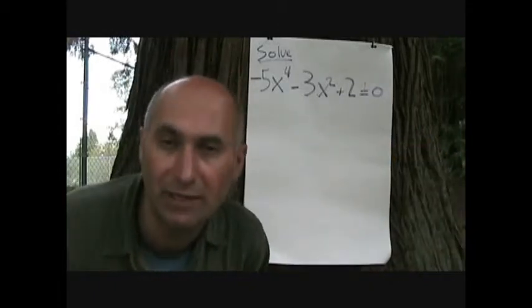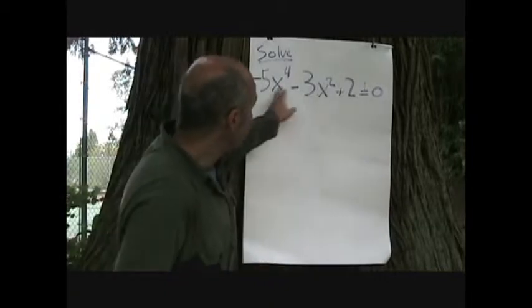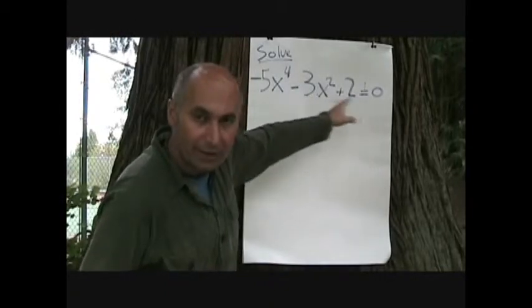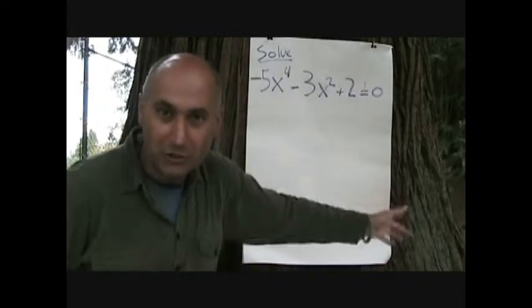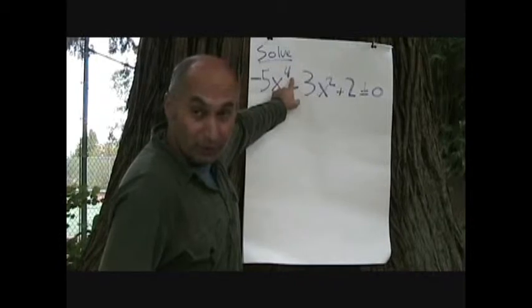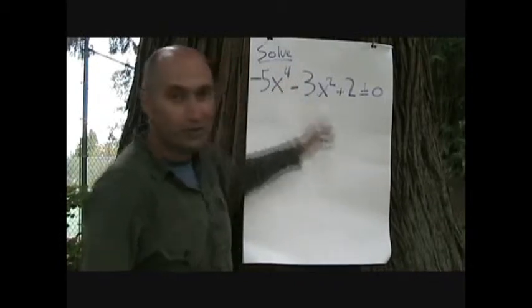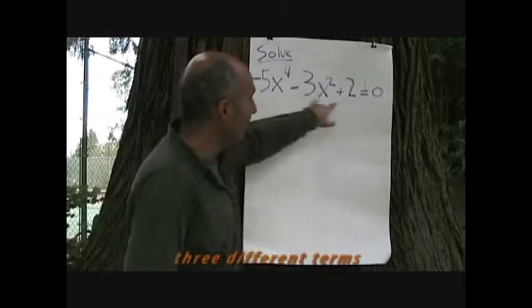The reason we're going to use the let statement is because this isn't a quadratic equation. This is a quartic equation. Because it's to the power of 4, it's a quartic trinomial, because there are 3 different expressions.